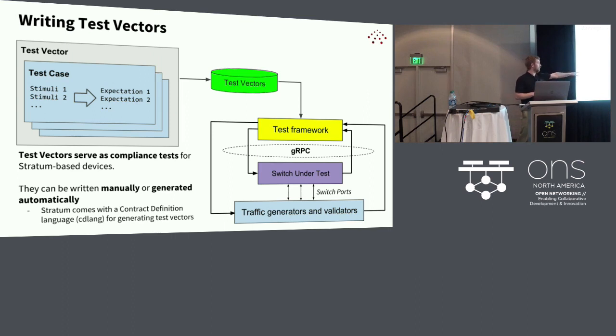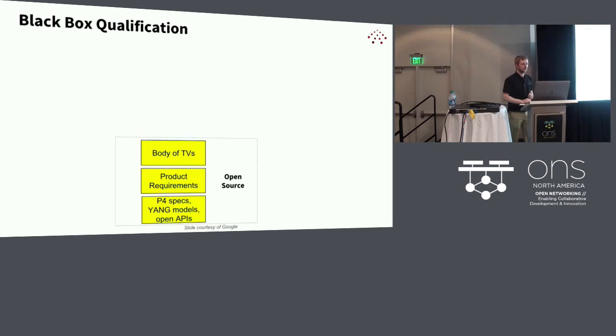This switch is going to also be connected to a traffic generator using the data plane ports. And the test framework is also going to need to be able to inject things like traffic onto the test framework. These test vectors are going to be run by the test framework, and you're going to get results out like any other compliance or certification framework that you've seen. This framework can then be used for doing black box qualification.